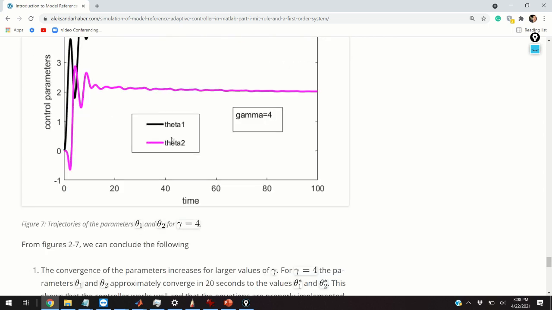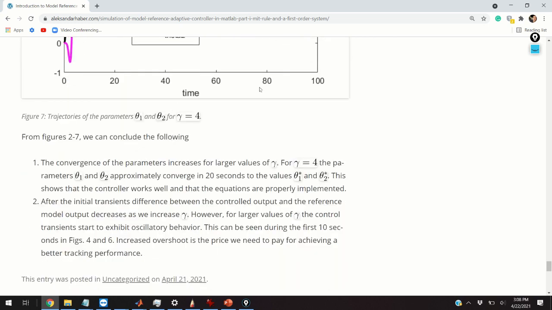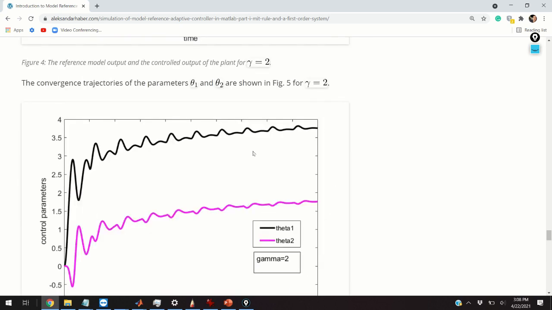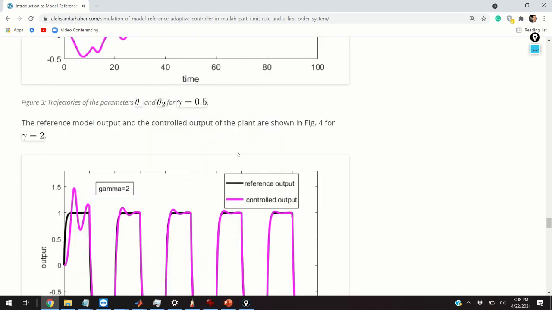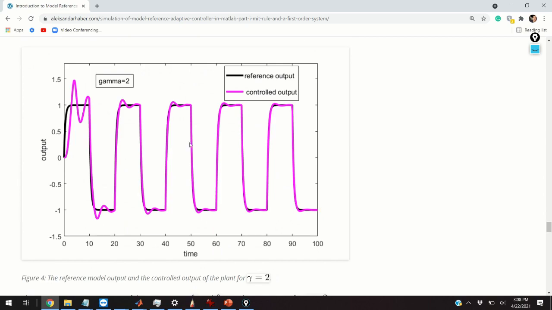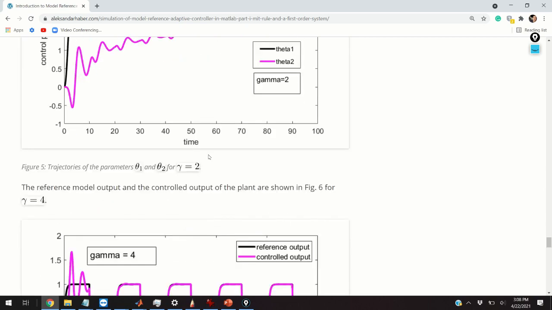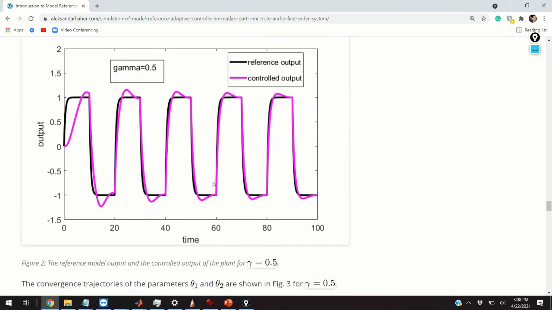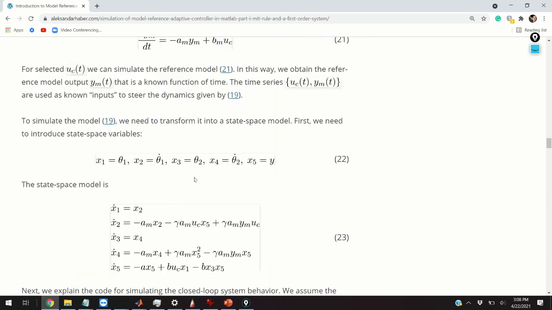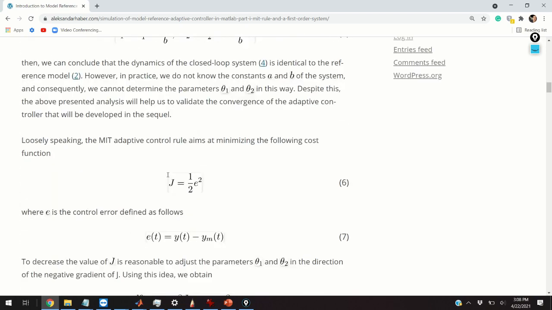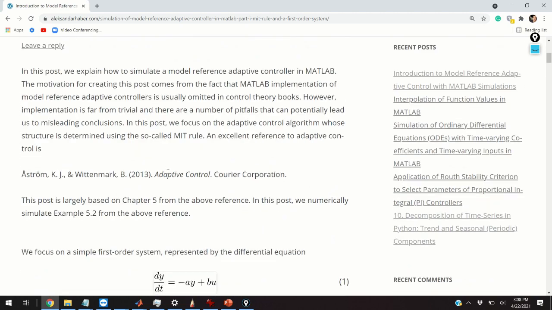Now, you can also simulate the system behavior for different initial conditions, for different values of gamma. However, in this video, I have explained the general principles for simulating the closed-loop adaptive controller.